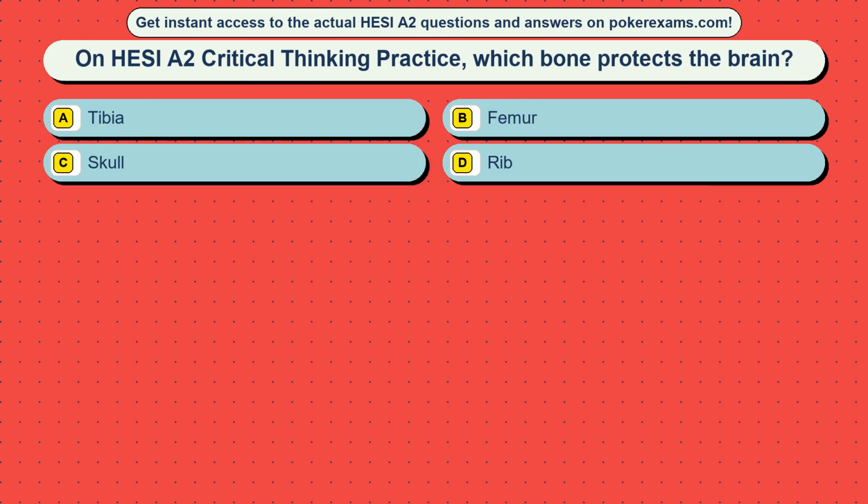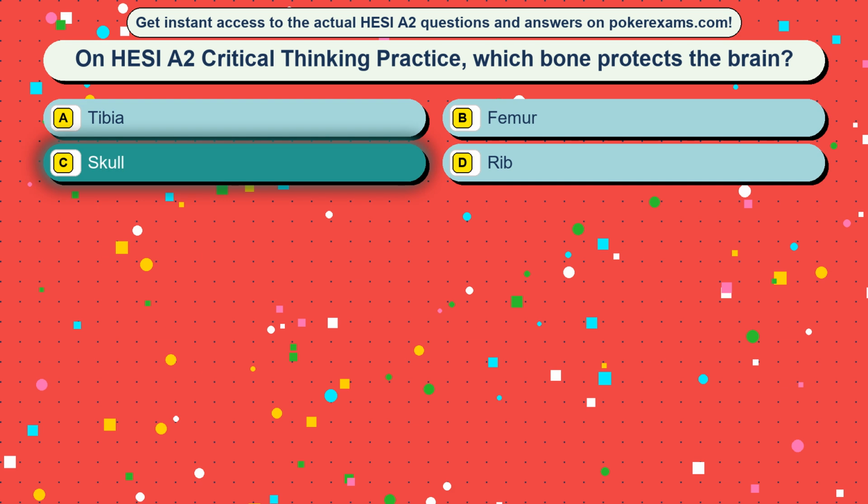Question 4. On HESI A2 critical thinking practice, which bone protects the brain? Option A, tibia. Option B, femur. Option C, skull. Option D, rib. The correct answer is option C, skull.